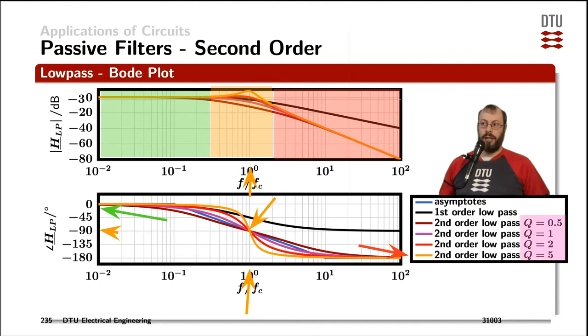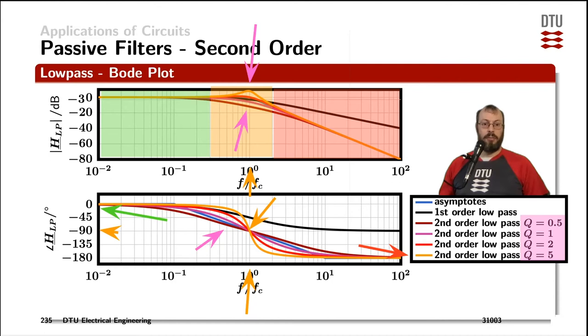Furthermore, we have the influence of the quality factor. The lower the quality factor, the higher the damping. That means the lower the amplitude is at the corner frequency, and also the slower the change of the phase from 0 to minus 180 degrees. However, for high quality factors, you can even have gain in the transfer function. That means the output voltage can be higher than the input voltage without having an amplifier in between.